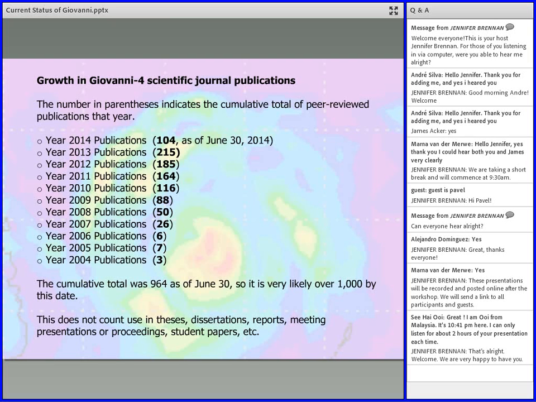And as I note at the bottom, when I do searches for publications, I frequently find theses and dissertations and reports, meeting presentations, student papers, all sorts of things where Giovanni is used, and that's what we like to see.